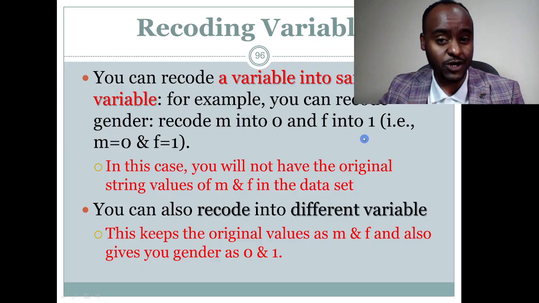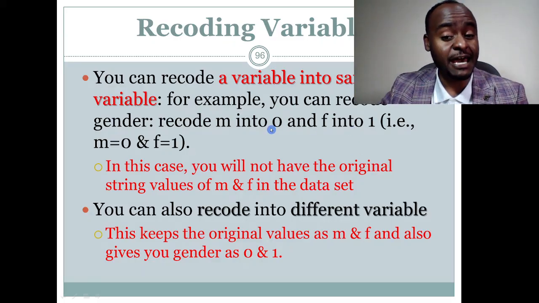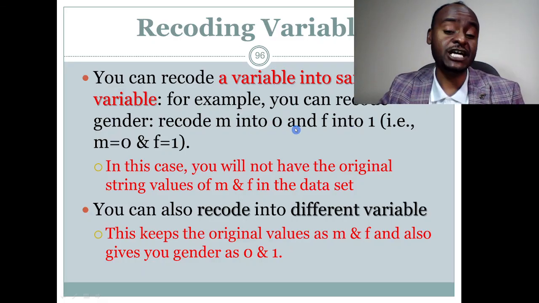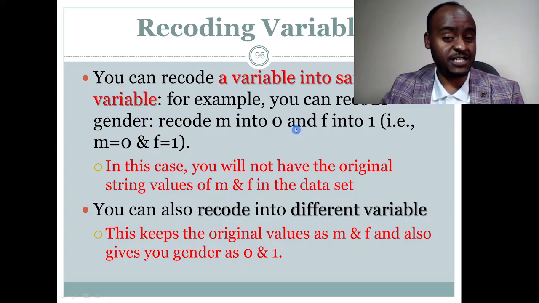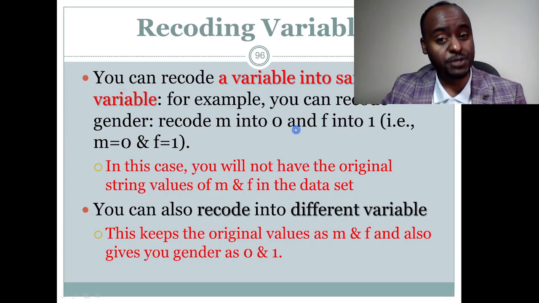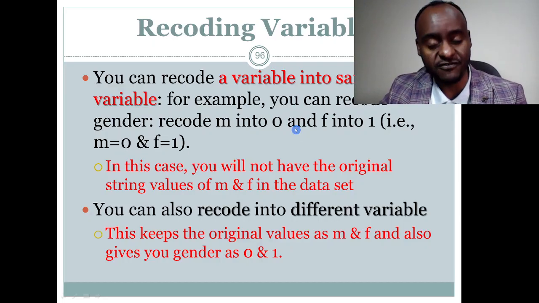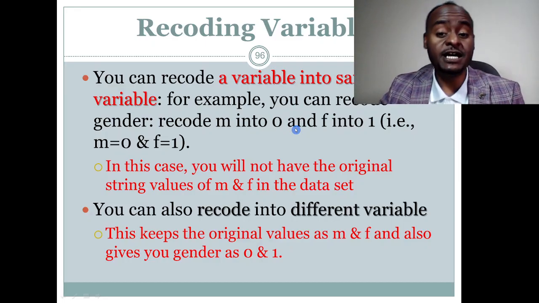Initially, the gender variable is actually coded as m and f. I want to do a recording. I want to change this m and f, which is a string variable, into a numeric variable. For that, I need to record it. I can have two options. One is recording onto the same variable, and the other is recording into different variables. Now, let's practice it.